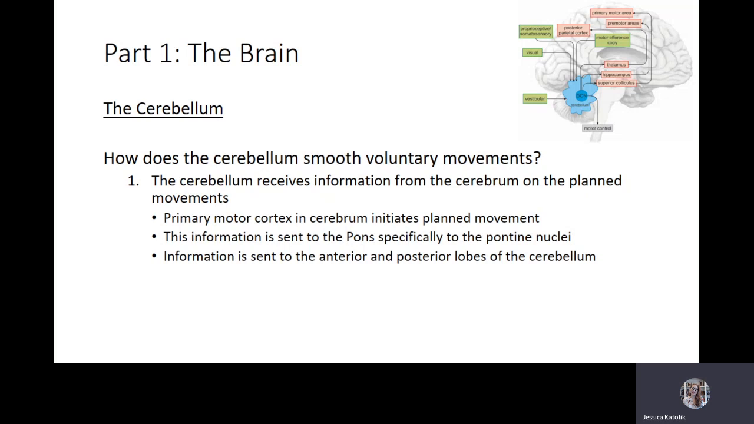So the motion is initiated in the cerebrum. It's going to go to the pons and then be sent over to the cerebellum.